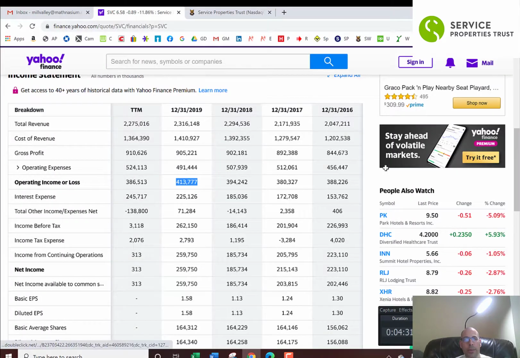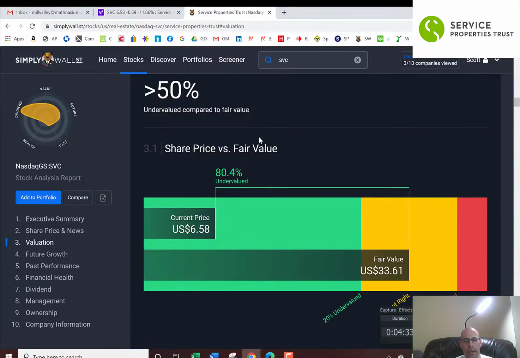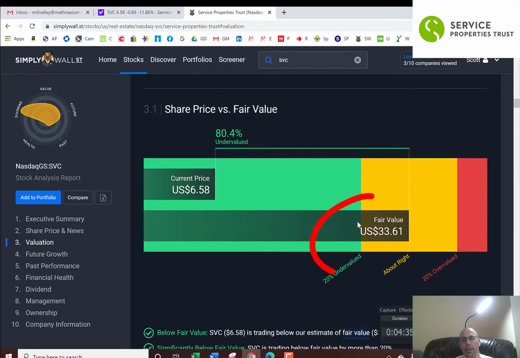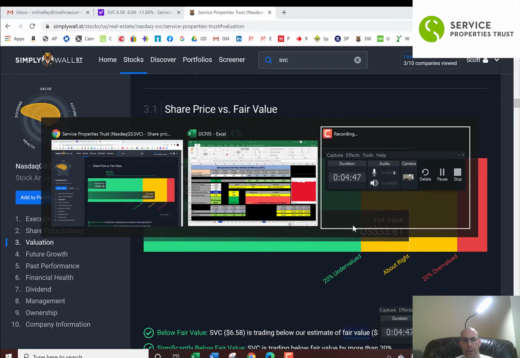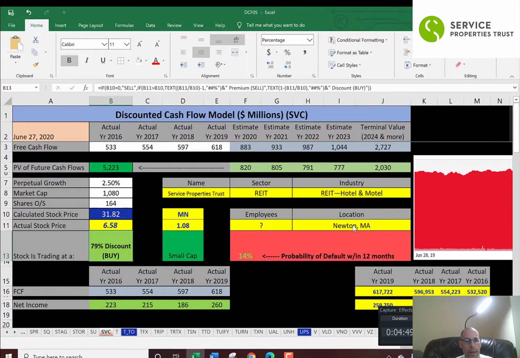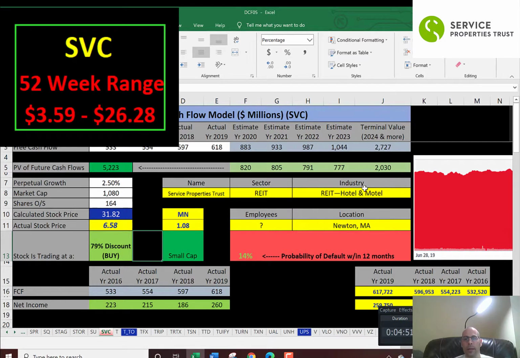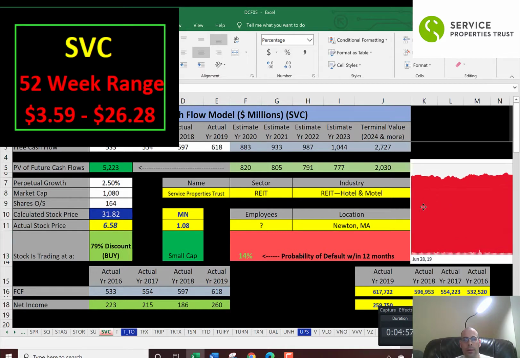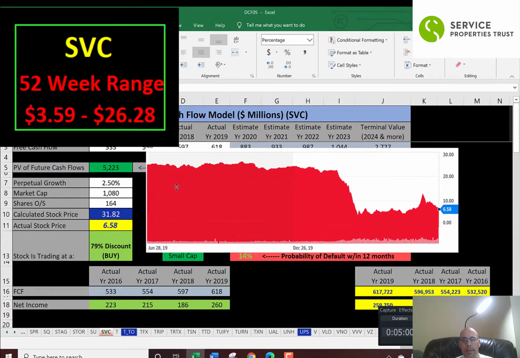Let's see what Simply Wall Street says the stock is. And they're also considering it a buy at $34. So it seems like both our models consistently say the stock is extremely undervalued. They're at 33.61, and I'm at 31.82. So my numbers are usually fairly close to Simply Wall Street. Sometimes they're a little off. So we must use similar assumptions.